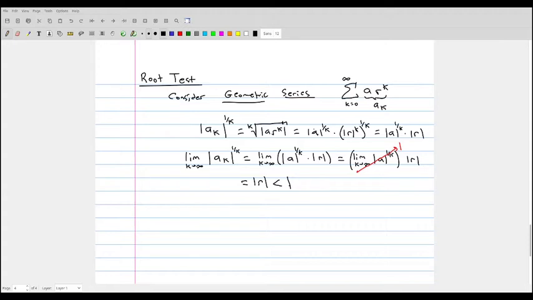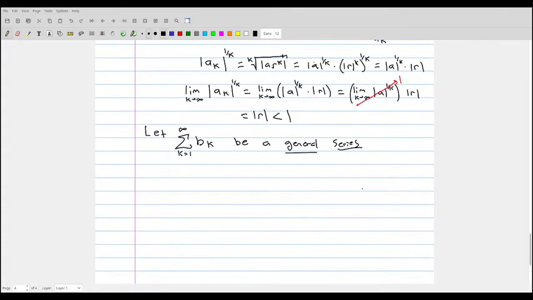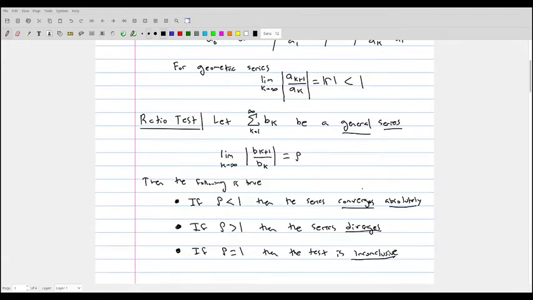So the root test is saying almost the exact same thing as the ratio test, but for this limit right here, the limit of the kth root of the kth term of an unknown series. So for the root test, we'll say let the sum of bk from k equals, we'll say 1 to infinity, be a general series. We don't know if this converges, diverges, or what have you. The root test gives us the following statement.